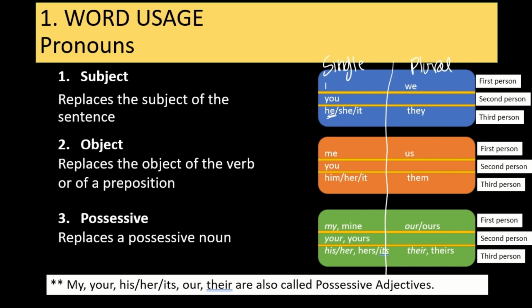And so when we have the subject pronoun, these are the pronouns that we know. They replace the subject of the sentence. So I have my single column and my plural as well. We also have first person, I, we, second person, you, third person, he, she, it, and the plural version of that is they. The second type of pronoun, object pronouns. And object pronouns replace the object of the verb or of a preposition.